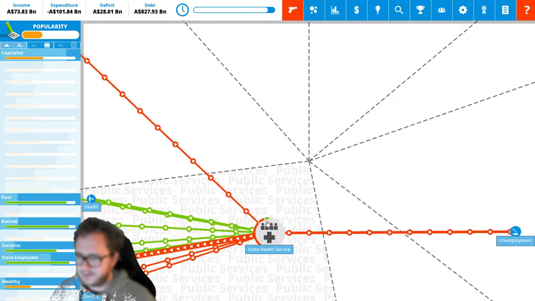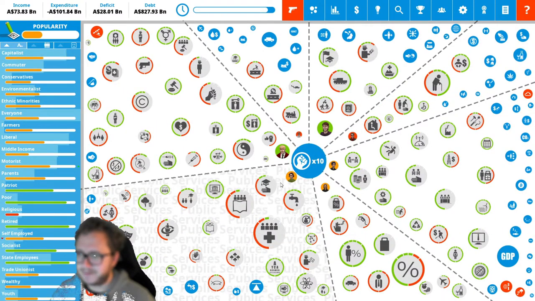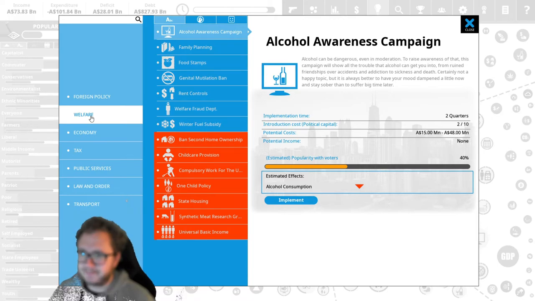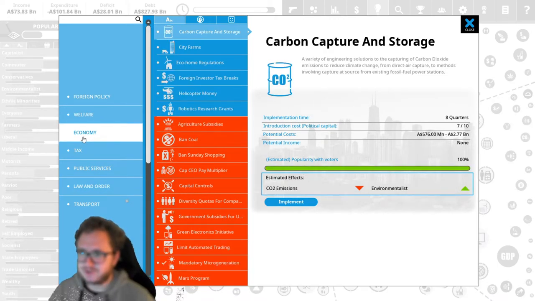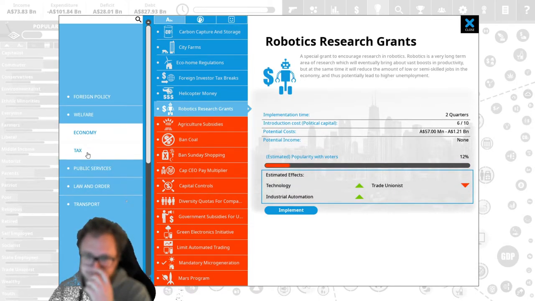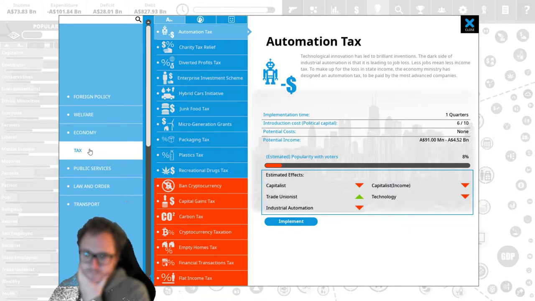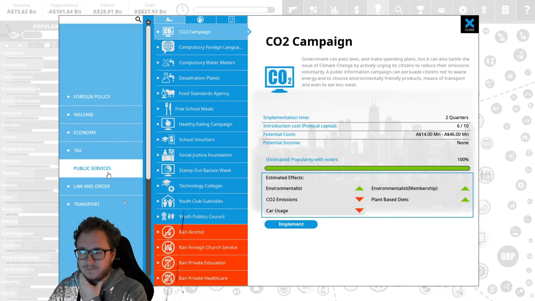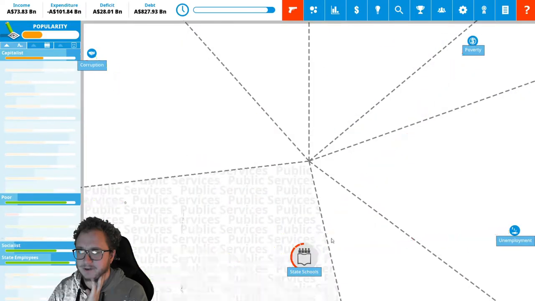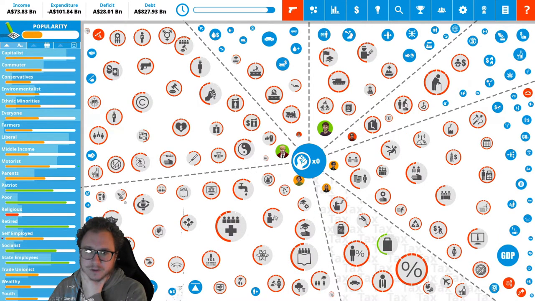Okay. So, this is our last turn before we go to the election. So we need to do something that is extremely beneficial. Robotics research grants. It's not very popular with voters. That's the only problem. I mean, yeah. Technology colleges. Yes. Let's implement some technology colleges. Beautiful. Fantastic.